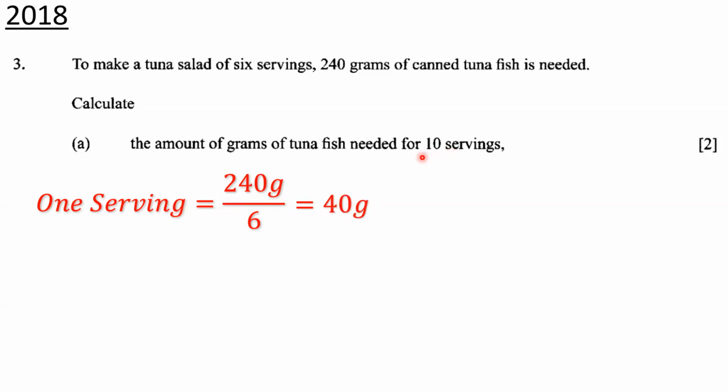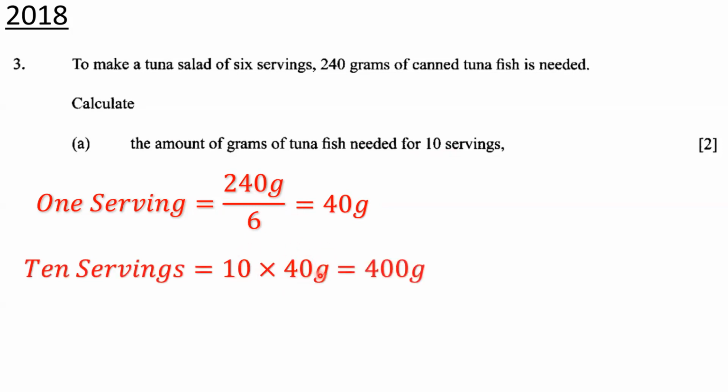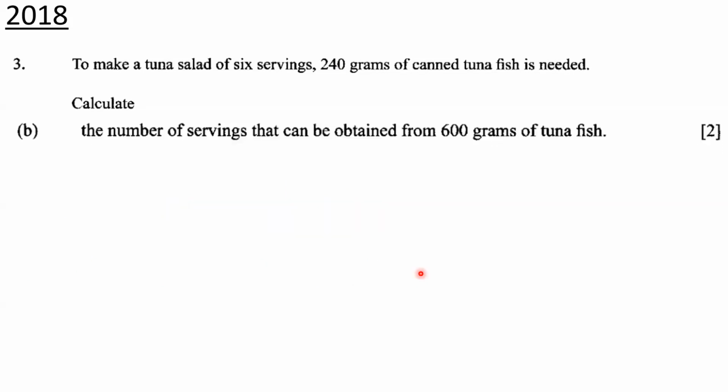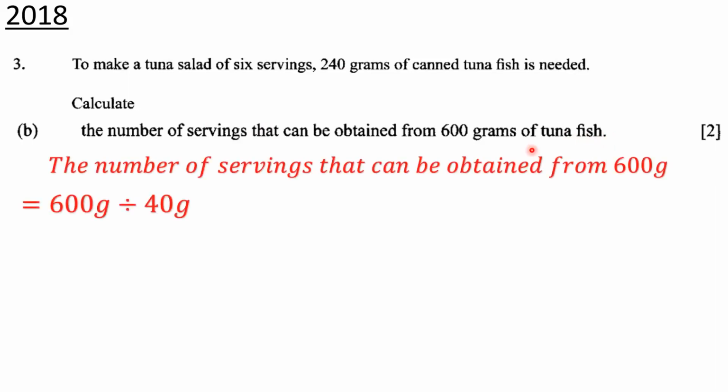But we want to figure out how much is 10 servings. So 10 servings is going to be 10 times that 1 serving. So 10 times 40, which is going to be 400 grams. So the amount of grams of tuna fish needed for 10 servings is 400 grams. The next question says, calculate the number of servings that can be obtained from 600 grams of tuna fish. We already know that 1 serving is 40 grams. So we're going to take 600 grams and divide it by 40 grams, and that's going to tell us the amount of servings that can be obtained, and that's 15 servings.